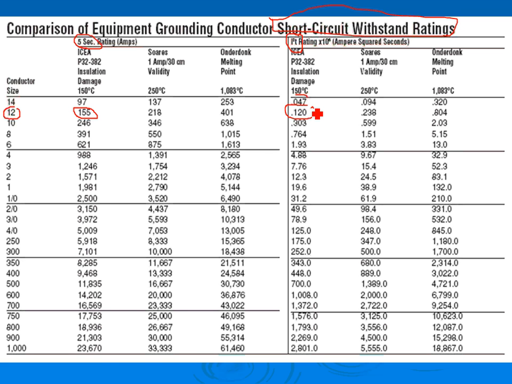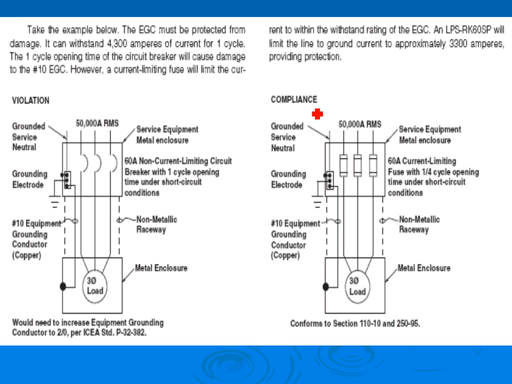So withstand rating of the conductor is the equivalent ground conductor. Take this example. I have a 50,000 amp available short circuit on the line side of a disconnect for this, and I have number 10 conductors, sized based on 250.122 copper.